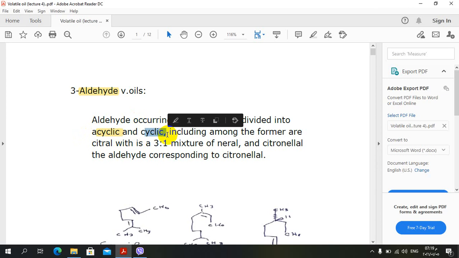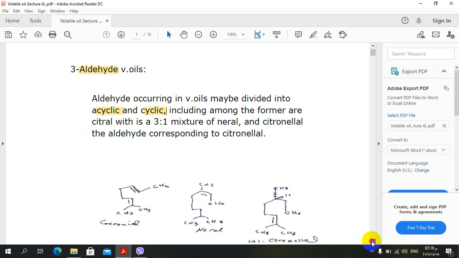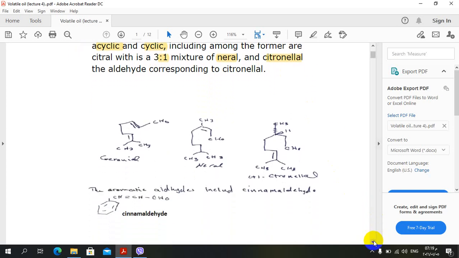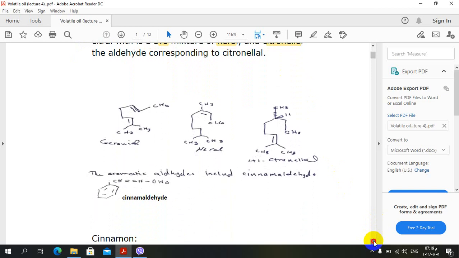Now aldehyde occurring in volatile oil may be divided into acyclic and cyclic, including among the former are citral, which is a 3-to-1 mixture of geranial and citronellal. هذا عندكم النيران موجود سترونول، يعني الاثنين استراكشرات اللي الثاني والثالث. The aldehyde corresponding to citronellal, the aromatic aldehyde including cinnamaldehyde.